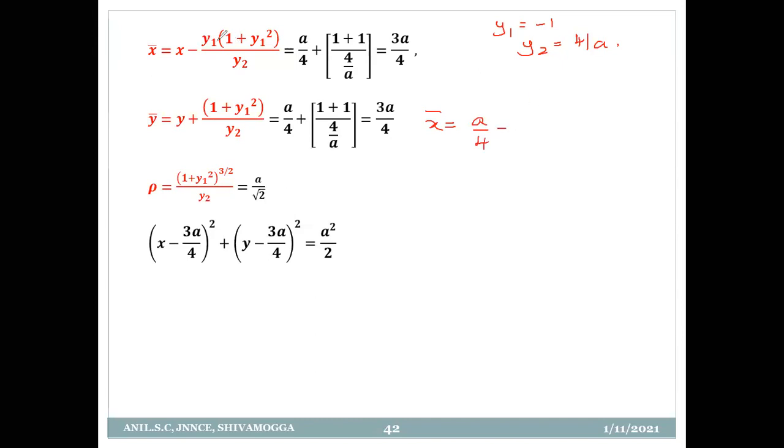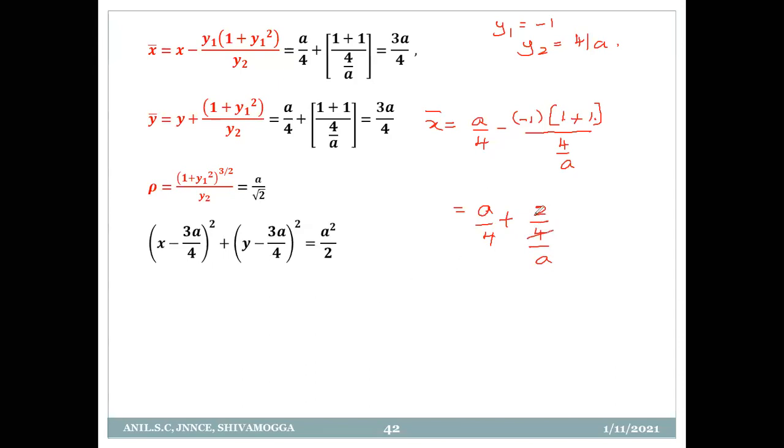minus y1. Y1 is minus 1 into 1 plus y1 square. 1 plus y1 is minus 1. Its square is plus 1 divided by y2. Y2 is 4 divided by a. This is equal to a by 4. Minus into minus plus. 1 plus 1 is 2. 2 divided by 4 divided by a.